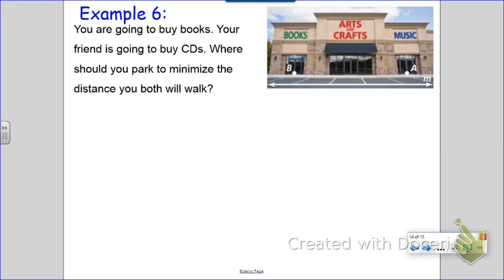And our last example, we're going to buy books. Your friend is going to buy CDs. Where should you park to minimize the distance you will walk? So we're going to use the idea of reflected images. So the first thing we look at is drawing a line that goes the same distance from B. We'll call that point B prime.